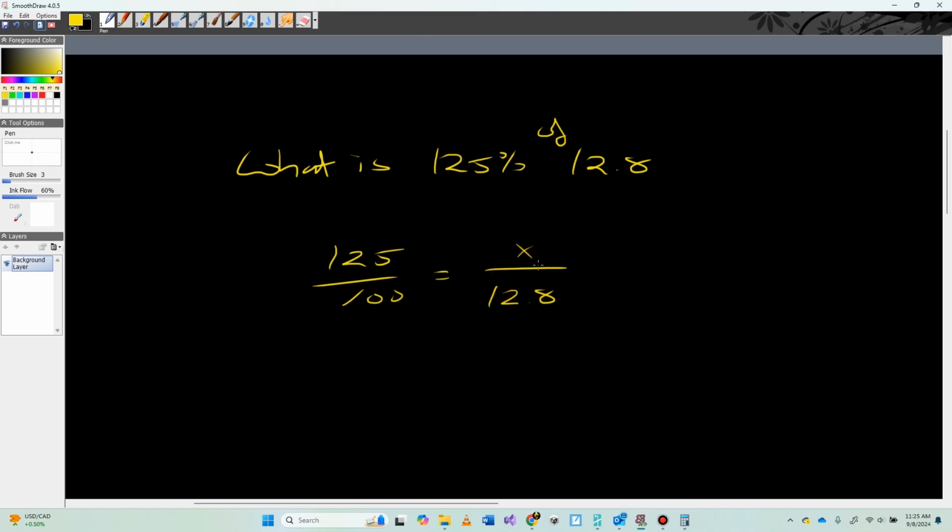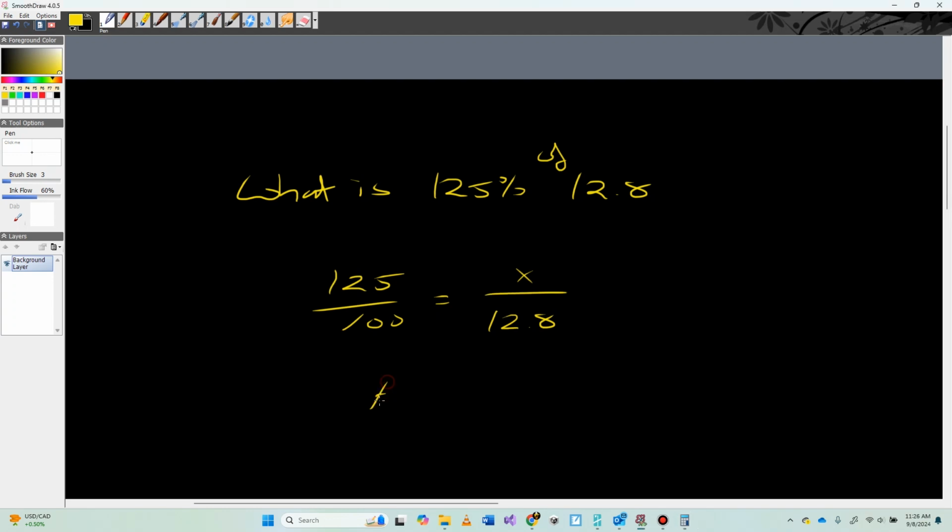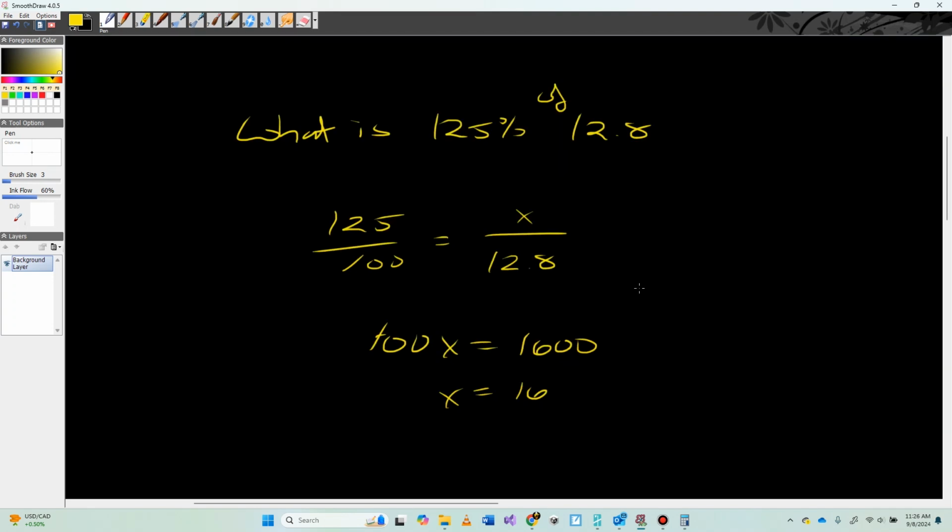Well, obviously, x is going to be greater than 12.8 because 125 is greater than 100 in this case. But I'm going to multiply this out. That's 125 times 12.8. And that gives me 1600. 100x is equal to 1600. So therefore, x is equal to 16. So yeah, if I take 125% of 12.8, I will get the value 16.